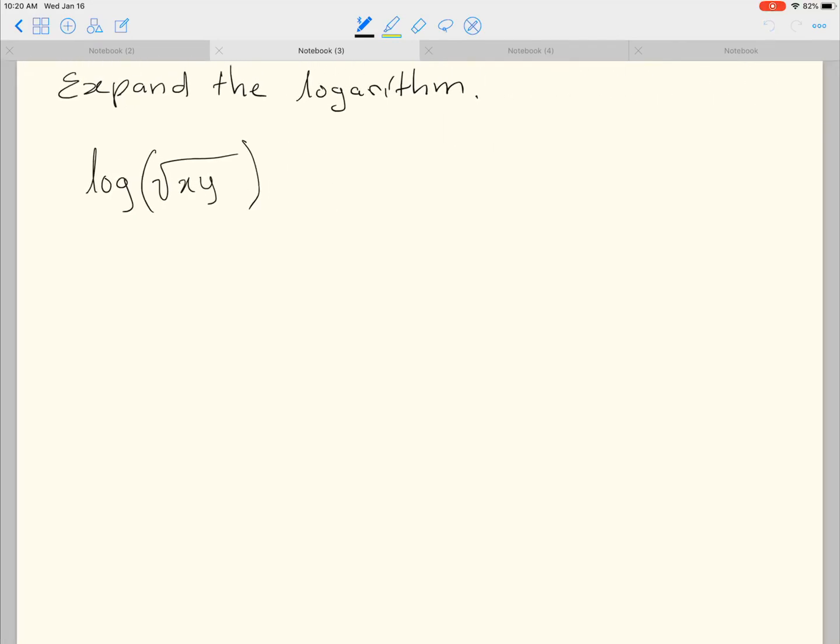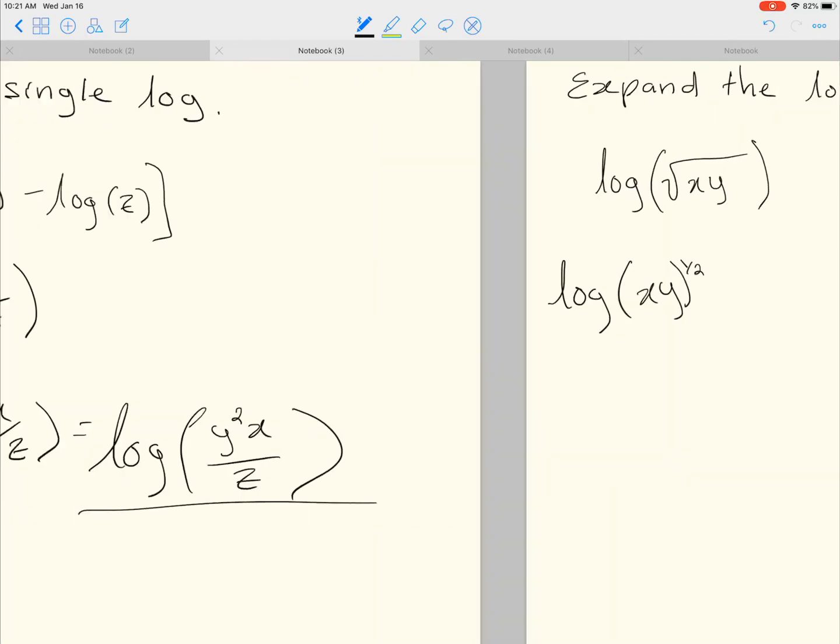So here's another example, and this one asks us to expand the logarithm. This is a typical question that gets asked a lot because there's a square root on the inside. Here's something we should remember: the square root of xy is also the same as xy all to the 1/2 power. So I'm going to rewrite it like this. All to the 1/2.